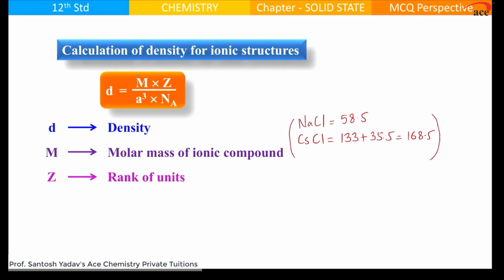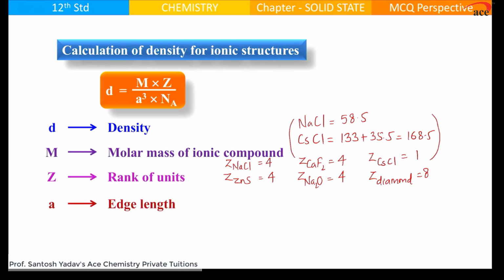Now the rank, Z. What is the rank for NaCl? It is 4. What is the rank for zinc sulfide? If you remember, it is 4. What is the rank for calcium fluoride? It is 4. What is the rank for sodium oxide? It is 4. What is the rank for cesium chloride? That's the unique one, 1. And what is the rank for diamond? It is 8. That's the unique one. Those were all the ranks.